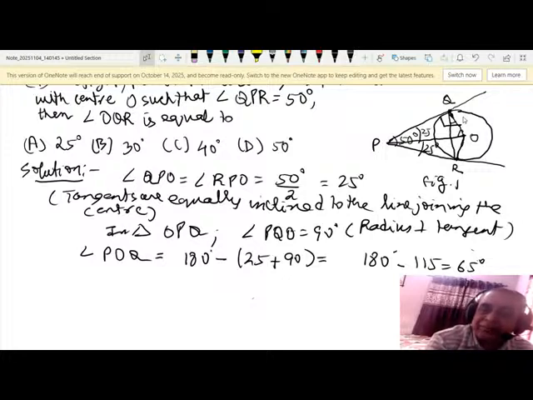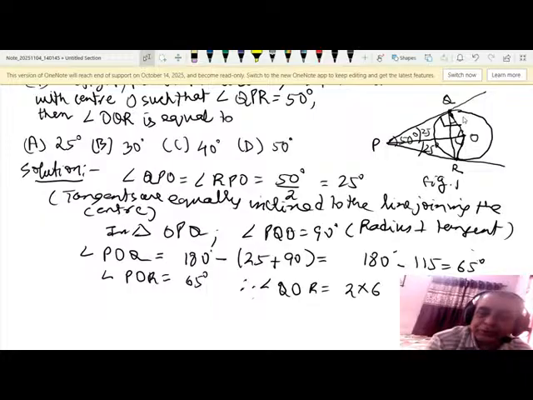Similarly, angle POR will also be 65 degrees. So these two are 65 and 65. Therefore, the angle QOR will be 2 times 65 degrees, which is 130 degrees.